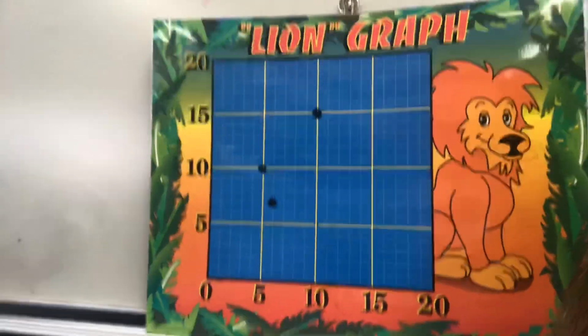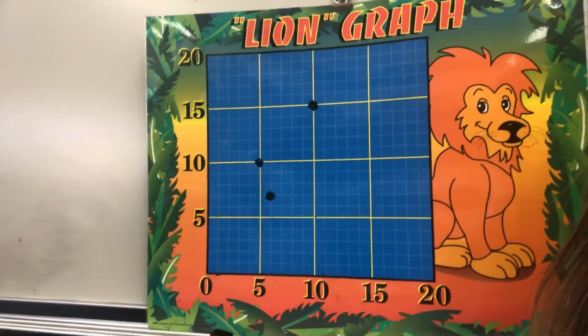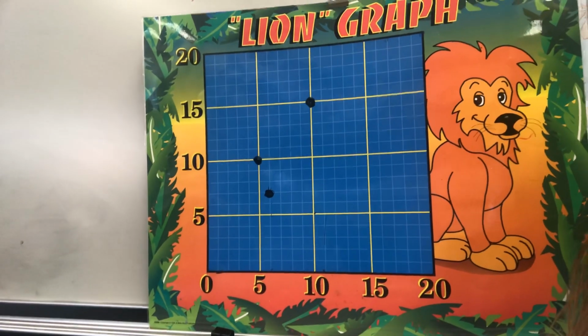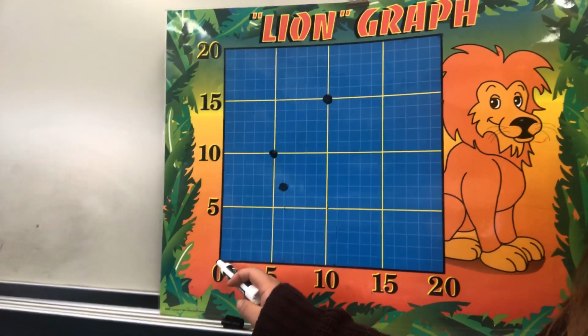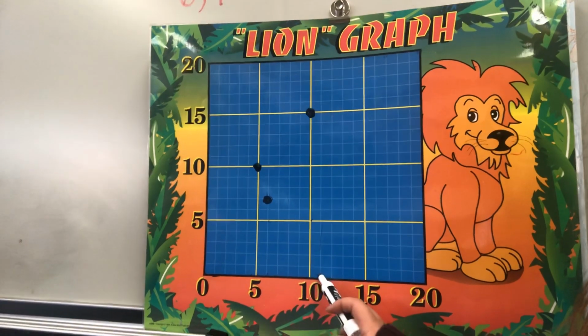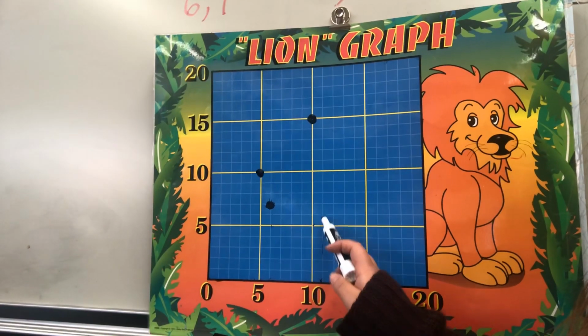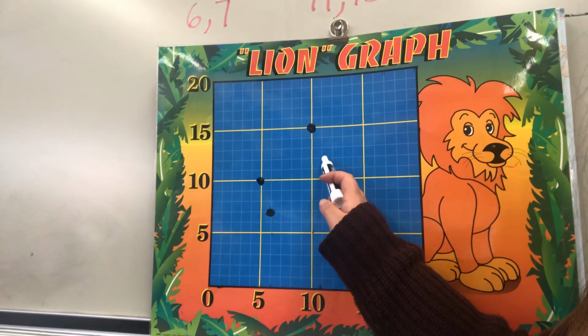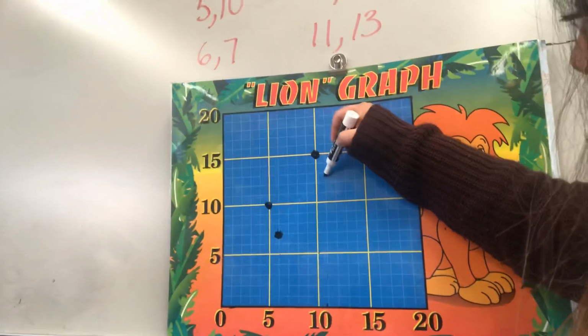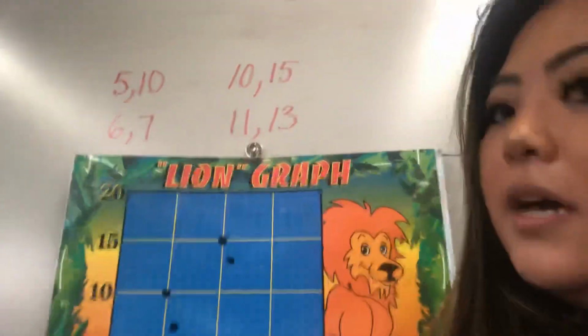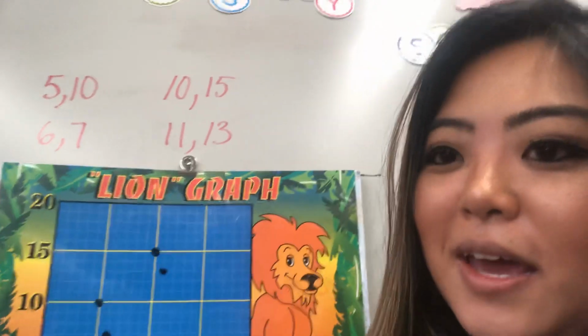Now let's see how well you were paying attention to know if you can do the last one. 11, 13. Okay, now where do I go first? Hopefully you're telling me to go across 11, 5, 10, 11, and then up 13 on this line. 5, 10, 11, 12, 13, and color it in right here where the points all meet.